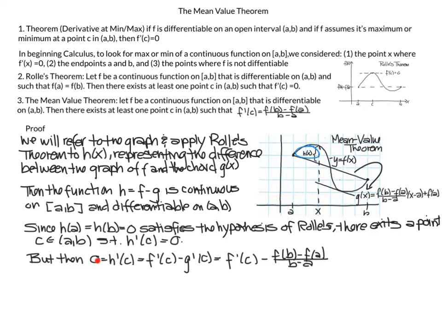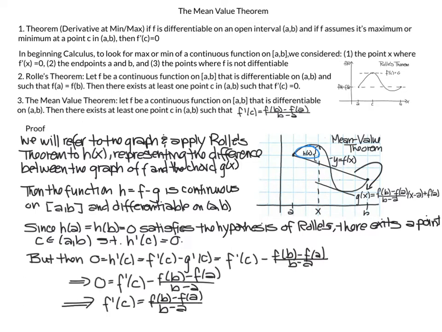But now we have 0 is equal to h prime of c, which is equal to f minus g. Remember, f is our function, minus g, that's our line, so that's how we defined h, which is equal to f prime of c minus the derivative of this line, which is just the slope, f of b minus f of a over b minus a. And with just a little bit of algebra, we can get f prime of c is equal to f of b minus f of a divided by b minus a, which is exactly what we wanted to prove.